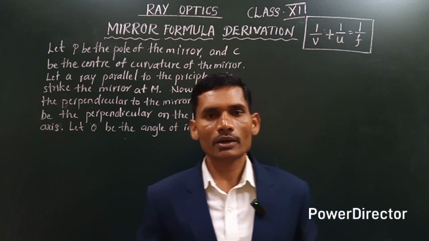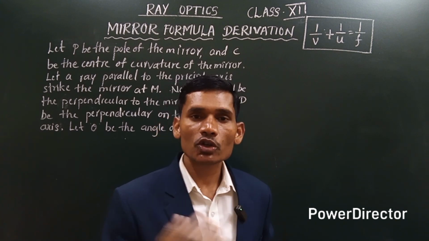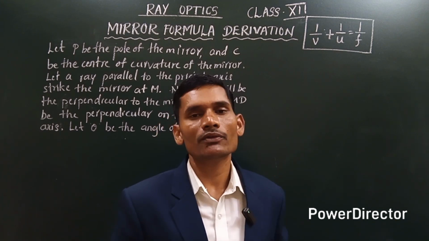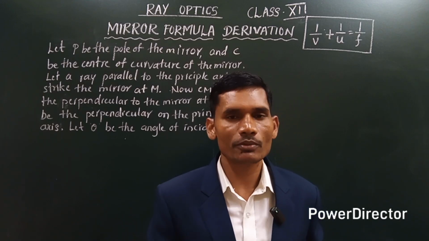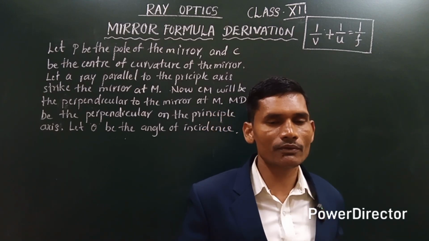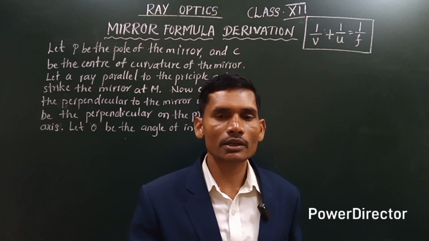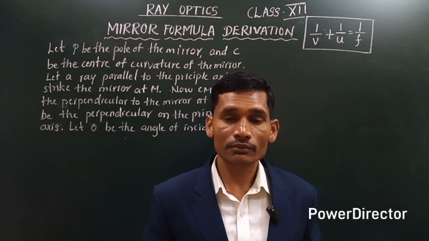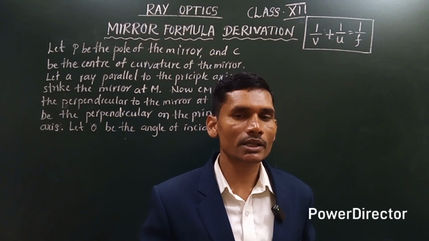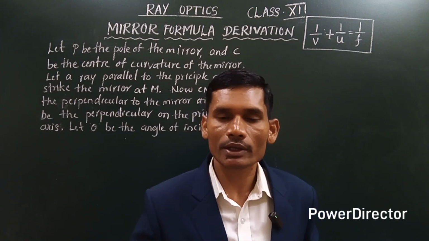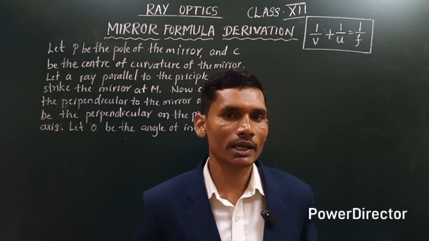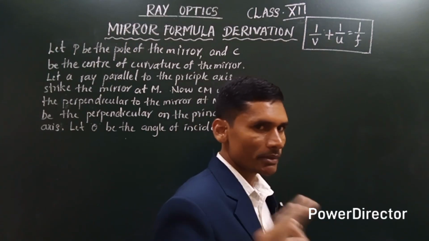Now coming to the mirror formula, before deriving it, we need to understand how we get the focal length of a mirror. That is also important, because most of the time we just say focal length is nothing but R by 2, that is, half of the radius of curvature. But how it comes, understanding that in depth is very important because this will help you in whichever competitive exams you may attend later.